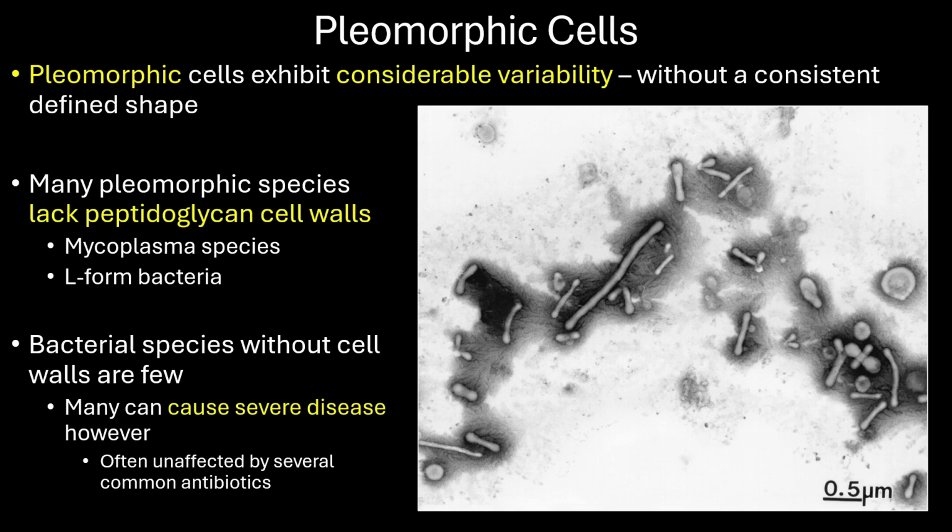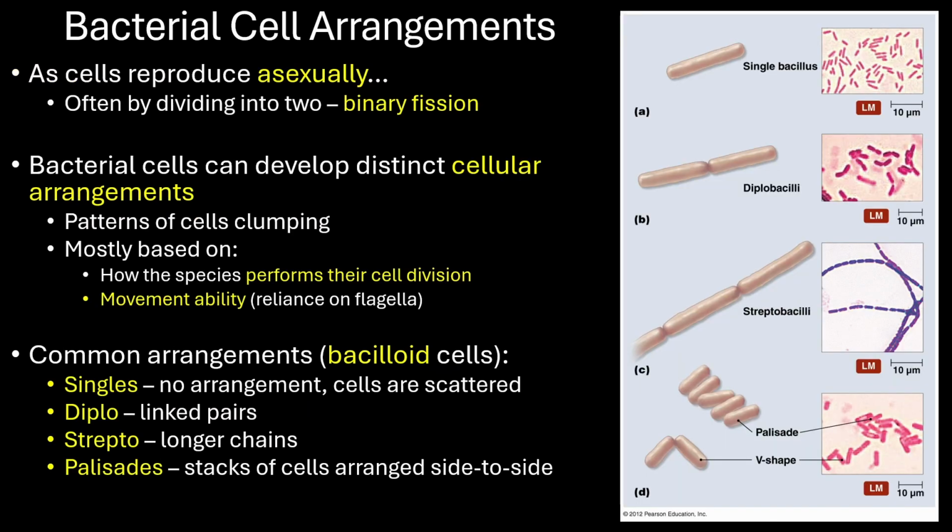Now, these species that don't have cell walls, there's not very many of them. But the ones that do exist can be very medically important, because some of them can cause disease, and as they do, they're a bit harder for us to deal with because some of the antibiotics that, for example, target a bacterial cell wall can't really hurt something that doesn't have a cell wall. So there are some major issues that arise from that.